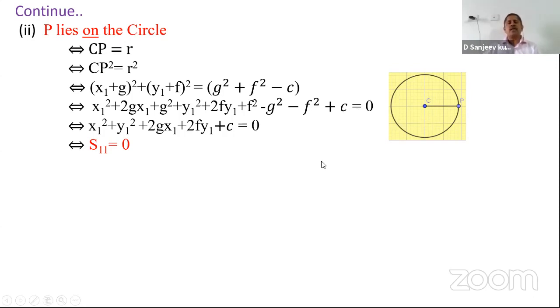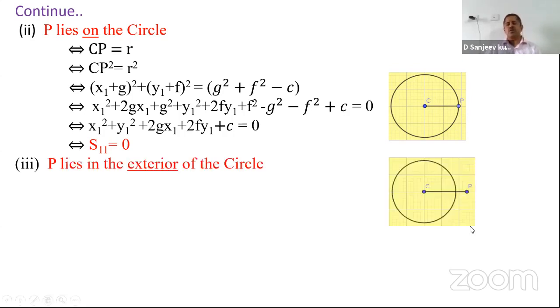So let us take the third case, if the point P lies on the exterior of the circle. You see that this is the circle. Where is the point, you observe here? It is not inside the circle. It is not on the circle. It is outside the circle. So because it is outside the circle, you call it the exterior of the circle. Now you see this CP is bigger than the radius of the circle. So the distance CP is bigger than the radius of the circle.